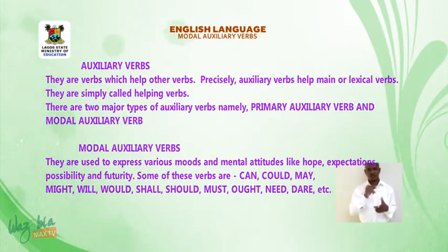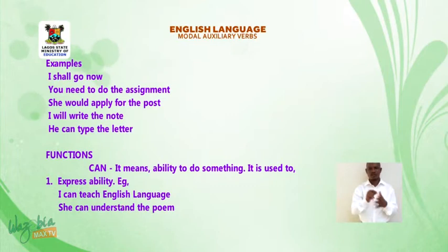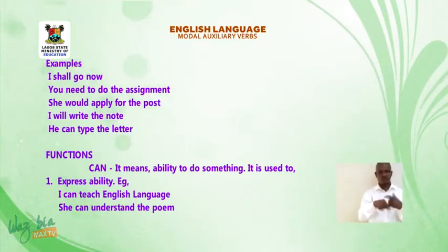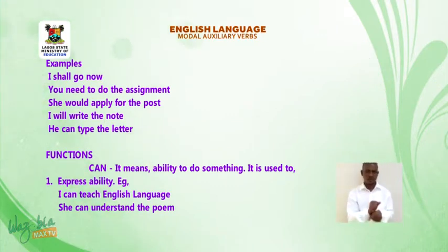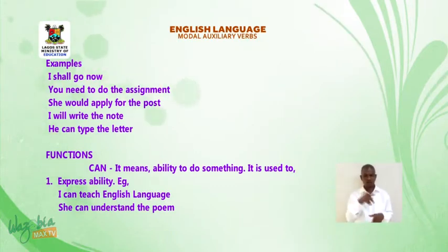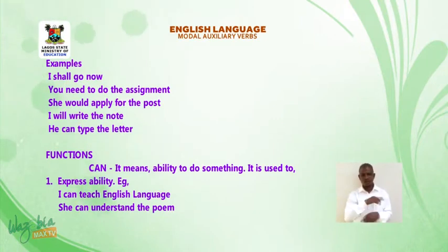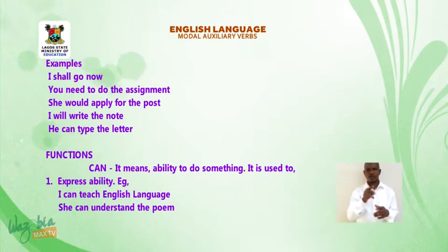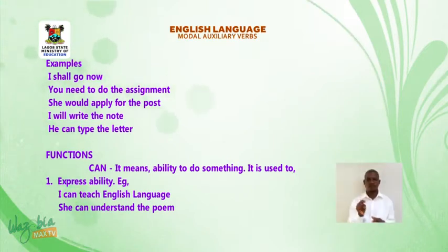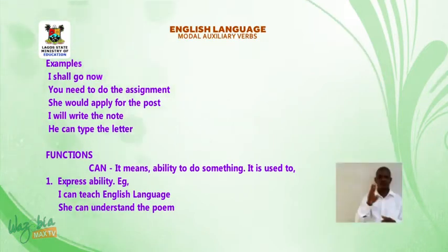Now let us see various examples of these auxiliary verbs. One, I shall go now. You need to do the assignment. She would apply for the post. I will write the note. He can type the letter. All these examples have modal auxiliary verbs such as shall, need, would, will, can.